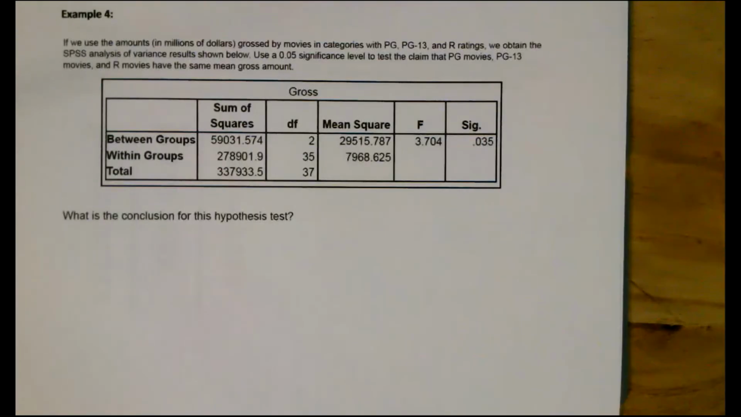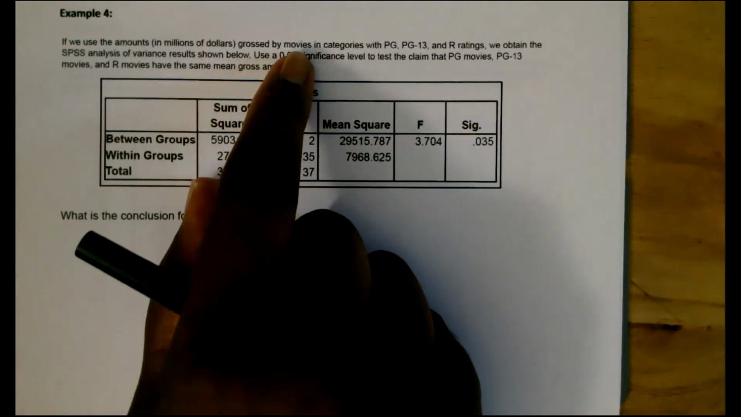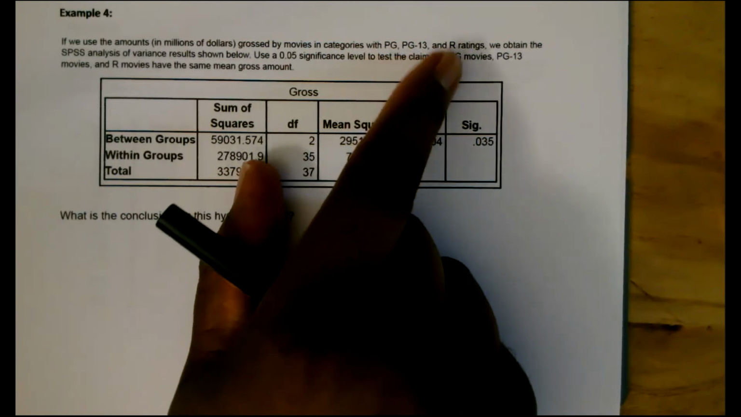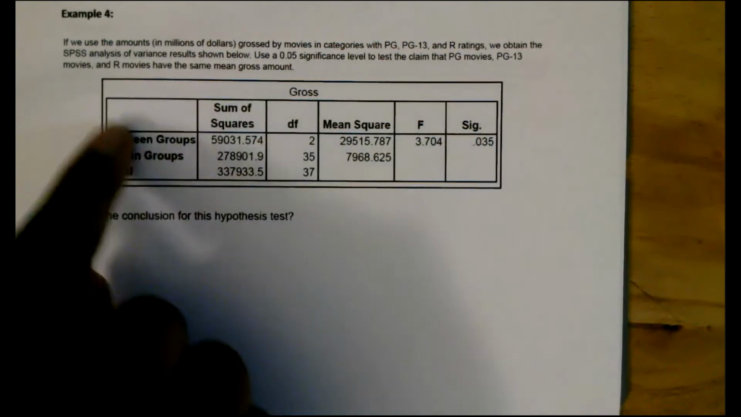All right, example 4 looks like this. If we use the amounts in millions of dollars grossed by movies in the categories with PG, PG-13, and R ratings, here we got a single factor, which is movies, and they're going to be in 3 categories: PG, PG-13, and R ratings. Now, in this case, we obtained SPSS analysis of variance results shown below. And this is what the output looks like.